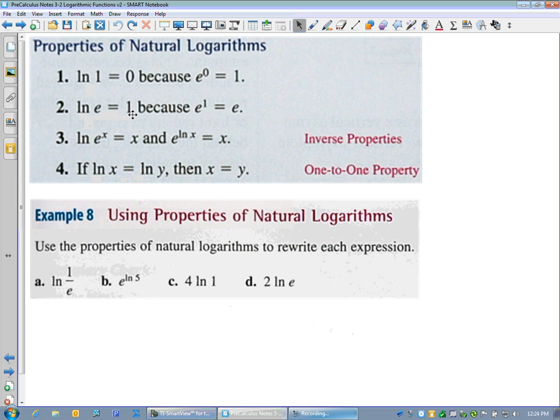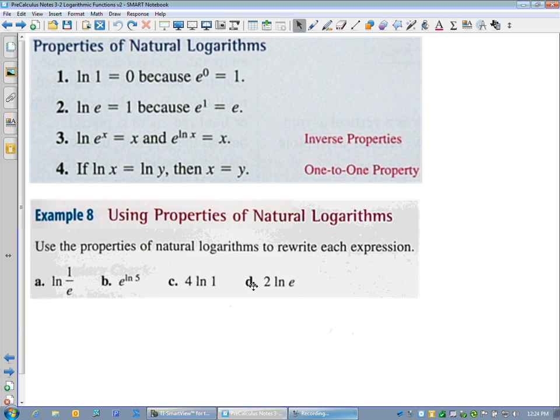So log base e of e equals 1, natural log of e equals 1. The natural log of e to the x, those cancel out, leaving just x. And e to the natural log of x, again, those cancel out, just leaving x. Those are your inverse properties. And the same thing with the one-to-one. If you have natural log of x equals natural log of y, that can only happen if x equals y, if the arguments are the same.